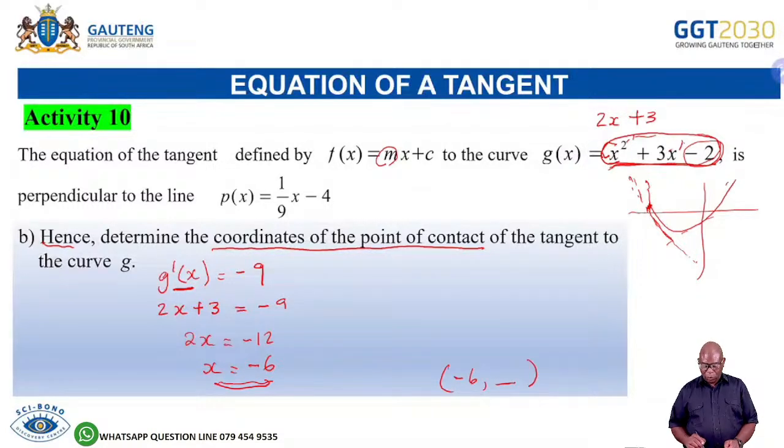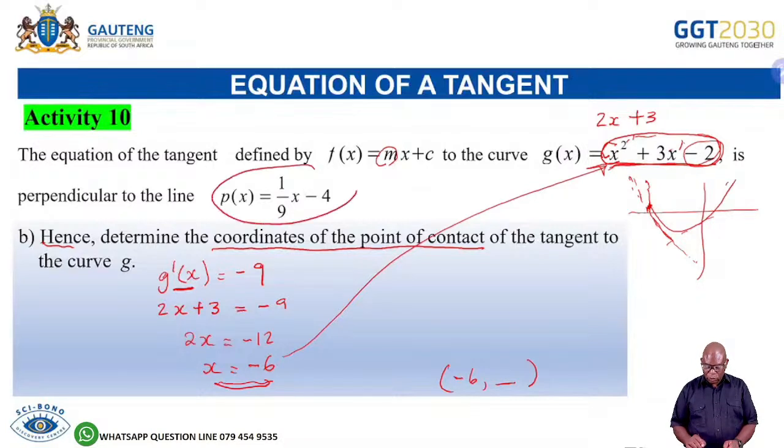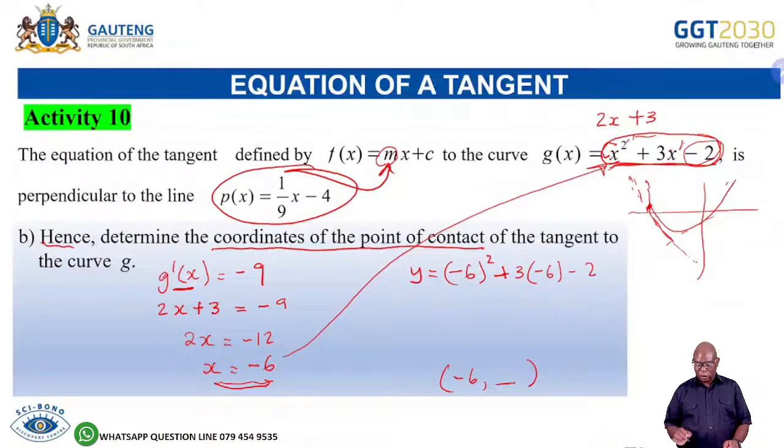So for me to get a y value, I must take this and substitute it into the original equation. I cannot substitute it anywhere else, I must substitute it in the original equation. The other equation, we used it to get the gradient, so we're done with that. So therefore y will be equal to (-6) squared plus 3 into -6 minus 2. See, I'm substituting into the original one.